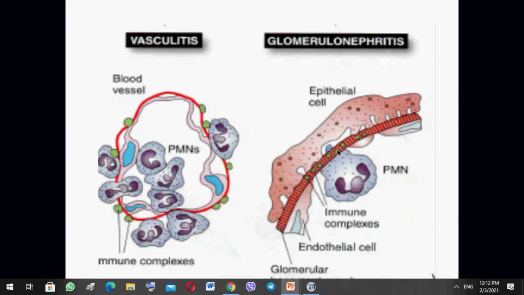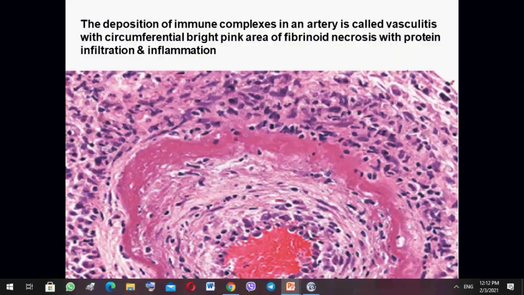Here, this green color represents the deposit of immune complex, which is composed of antigen and antibody rather than only antigen or only antibody. It will trigger the neutrophils to attack the glomeruli here, or sometimes this immune complex can even accumulate in the joints or in other tissues.